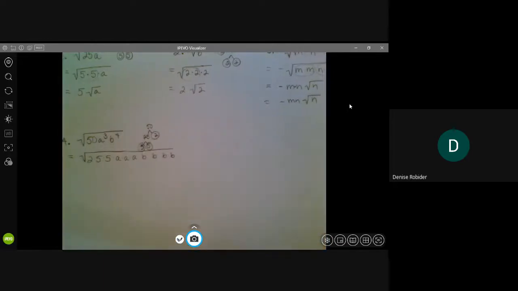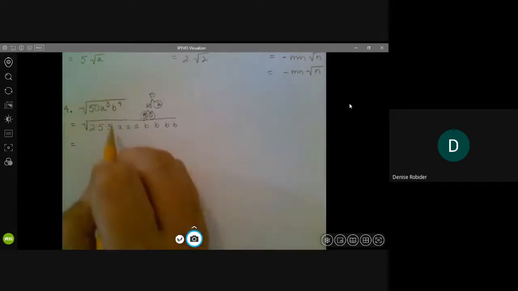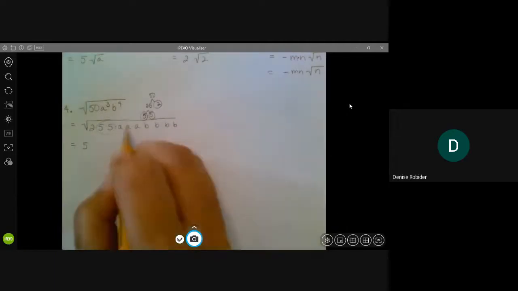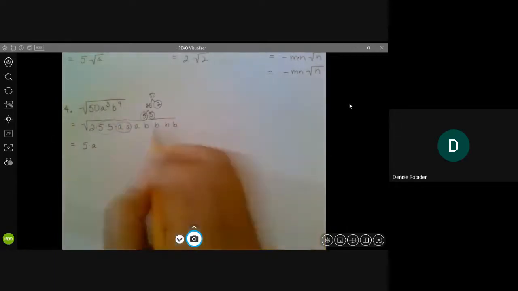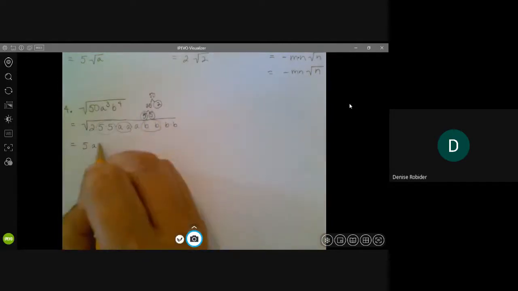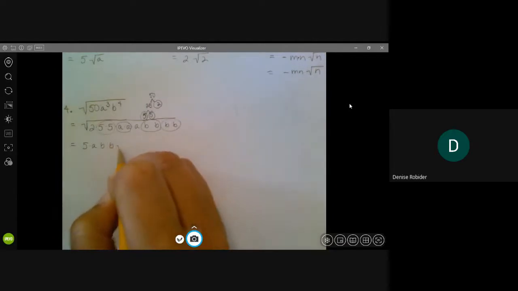There we go. Okay, now I'm going to start picking out pairs because they aren't really pairs, they're squares. 5 times 5, so 5 is a root. A times A, so A is a root. B times B, B is a square root. B times B, B is a square root.